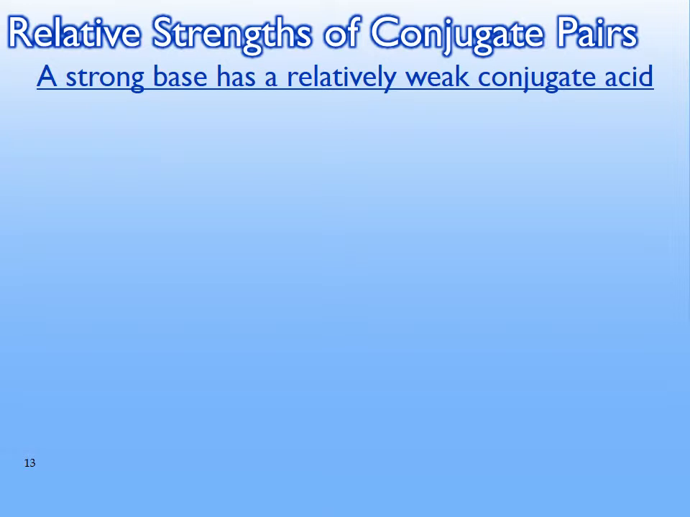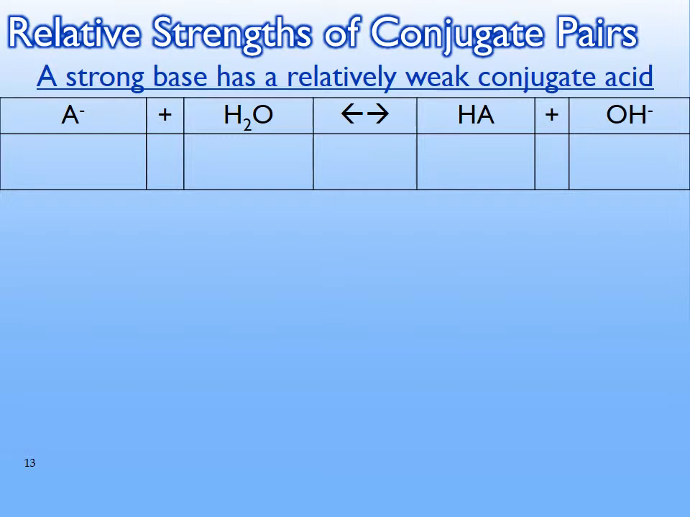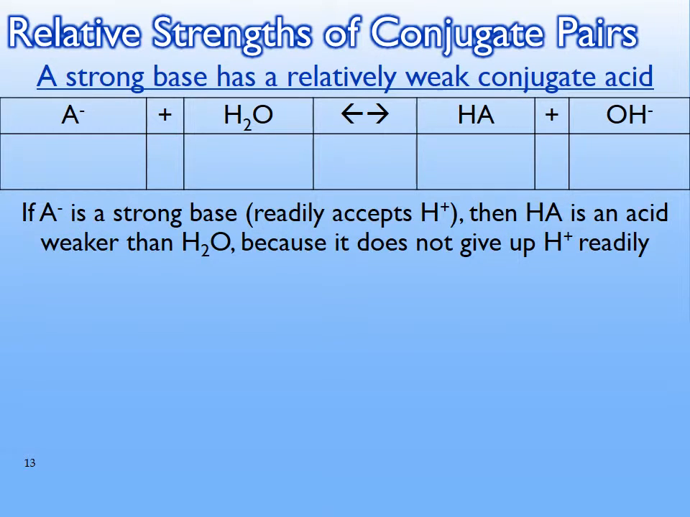So, a strong base must have a relatively weak conjugate acid. Alright? The reverse of the conversation we had before. If A minus is a strong base, readily accepting hydrogen ions, then HA must be an acid that's weaker than water, because it doesn't give up hydrogen ions readily. So if A minus is the stronger base, then HA must be the weaker acid.